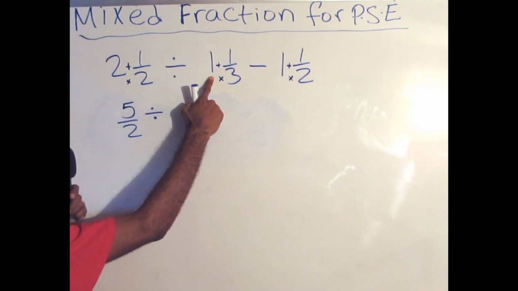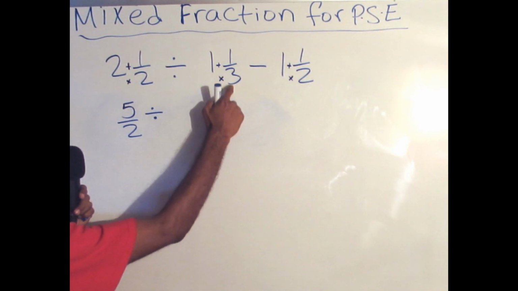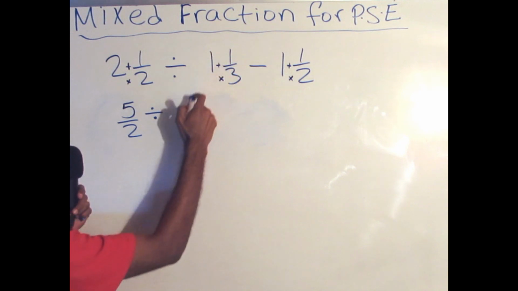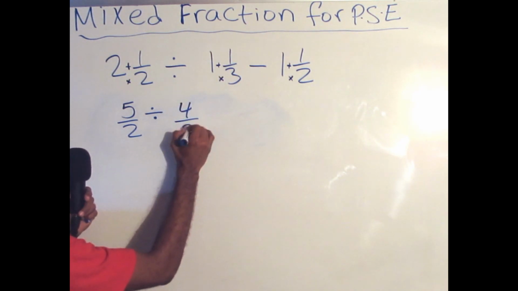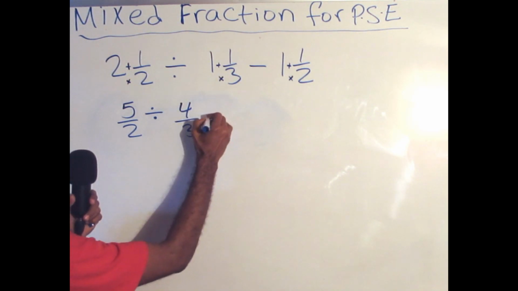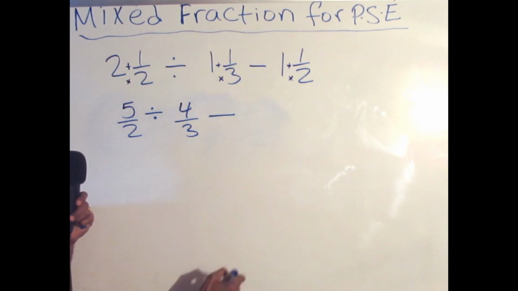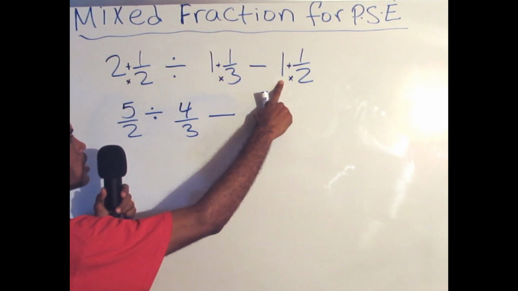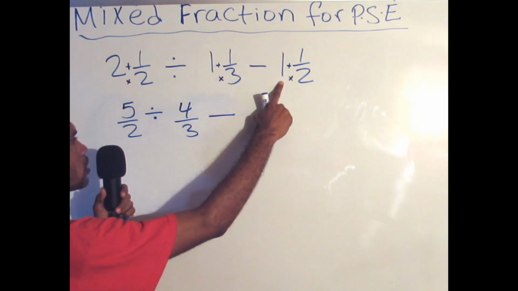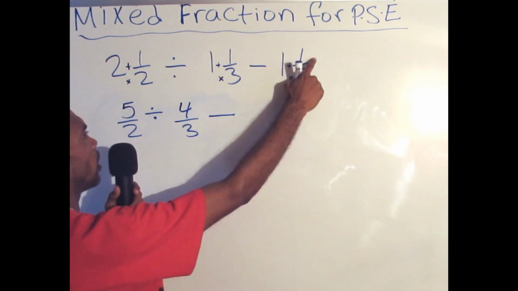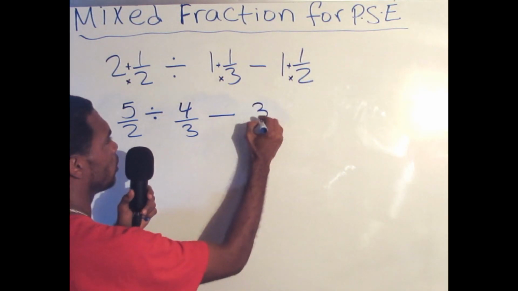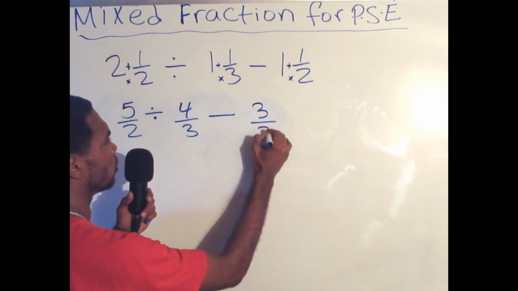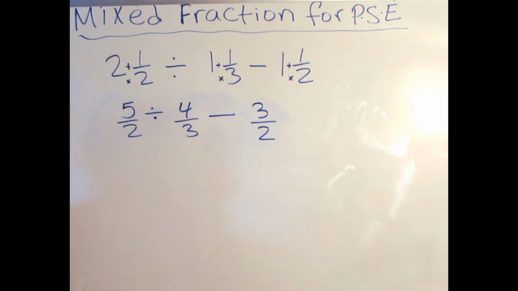Then we're going to change this, 1 times 3, 3, and 1, 4. So it's 4 over 3, which is the same denominator, minus, we keep our same sign. And we're going to change this mixed number also to improper fraction. 1 times 2, 2, and 1, 3. So it's 3 over the same denominator, 2. Okay, so we're going to solve our problem.